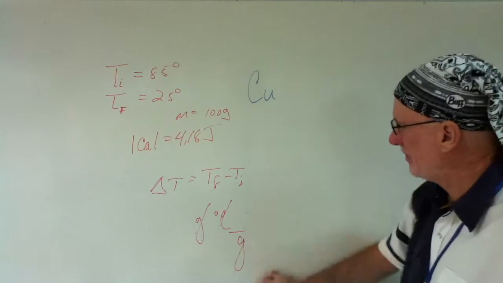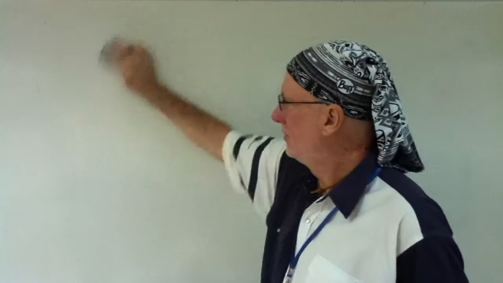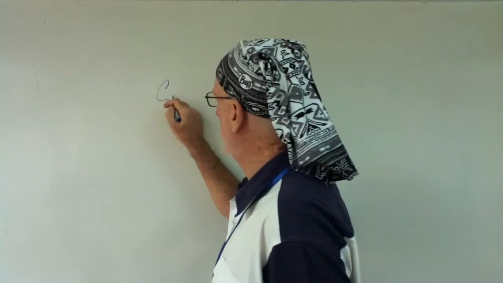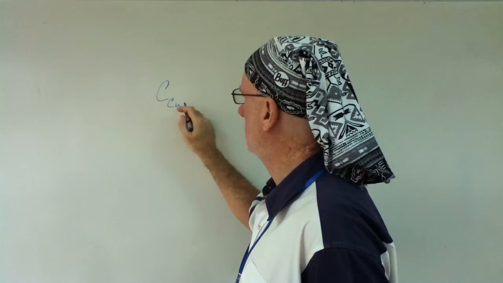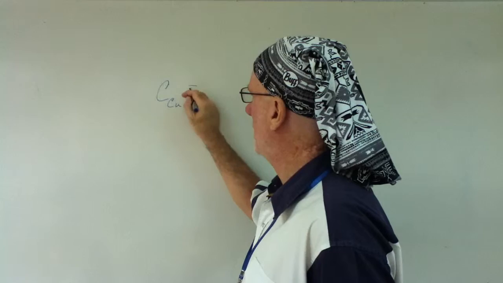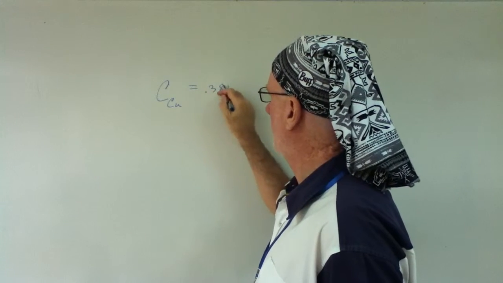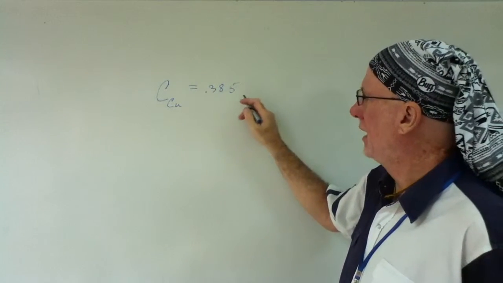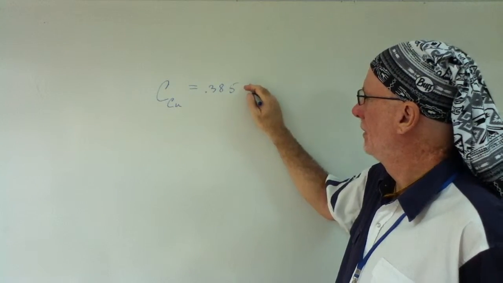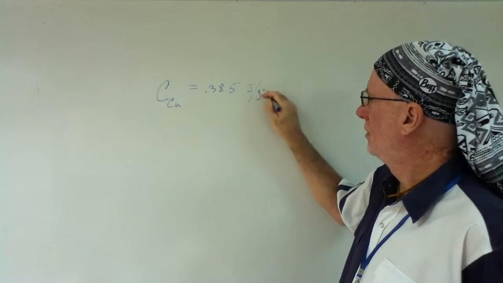So that's just a very simple application of specific heat capacity. Let's do one that's a little bit more difficult. Let's continue with this, okay? Now what did it say the specific heat capacity was of copper? 0.385, right? Yes? Okay, and joules per gram, degrees Celsius.